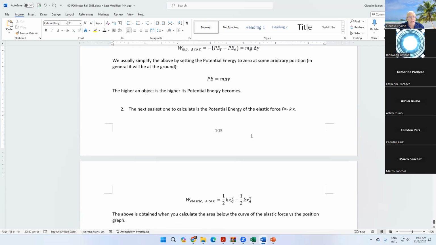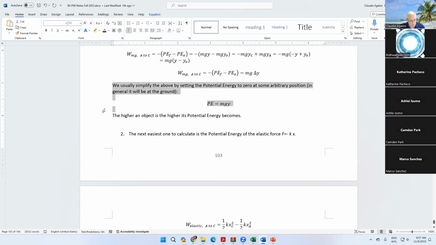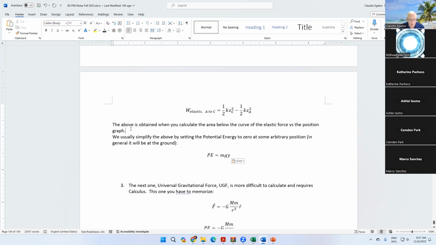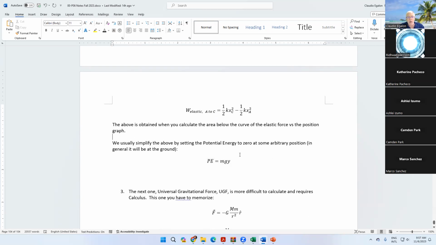And we do the same thing for the elastic force. We usually simplify the above by setting the potential energy equal to 0 at the point of equilibrium of the spring. Okay? At the point of equilibrium the spring is not applying any force whatsoever to the object or the tip, right? And consequently, we say that the potential energy is equal to 0.